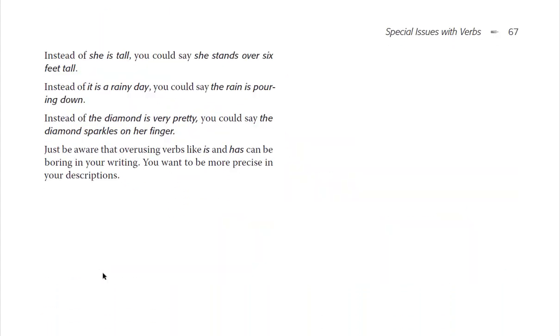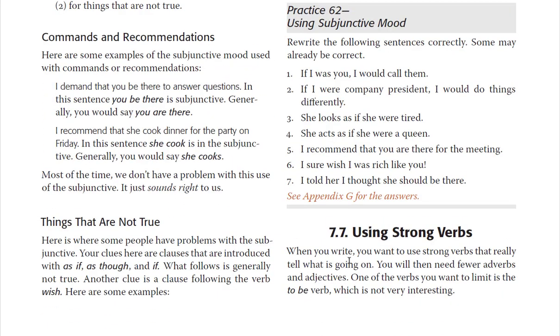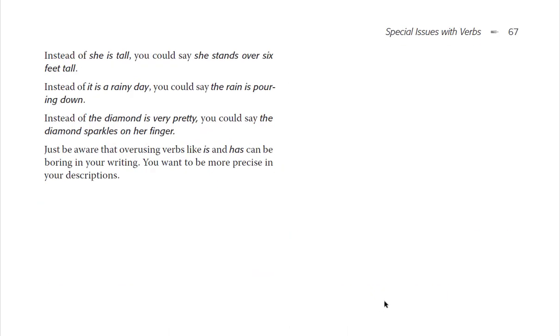So, using strong verbs. When you write, you want to use strong verbs that usually tell what is going on. You will then need fewer adverbs and adjectives. One of the verbs you want to limit is the "to be" verb, which is not very interesting. I always tell students to try to avoid using "is" in your thesis statement and try to find other verbs instead of "is." Boy, is that a challenge for my students.